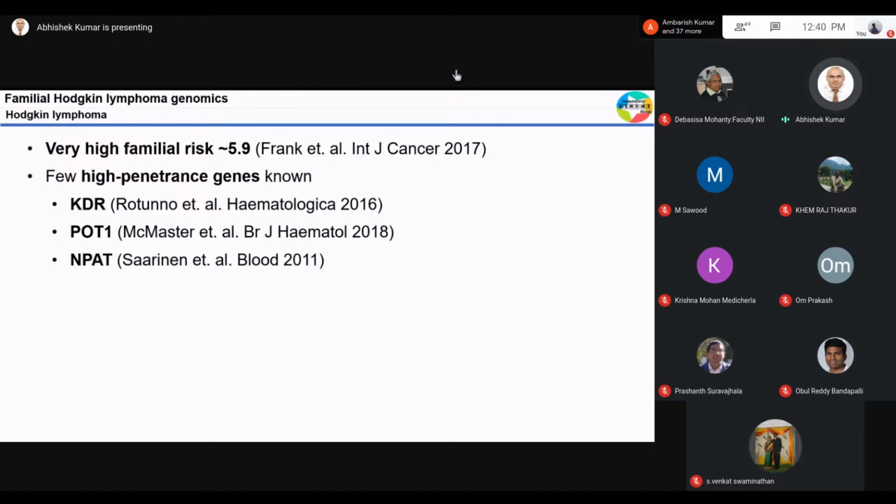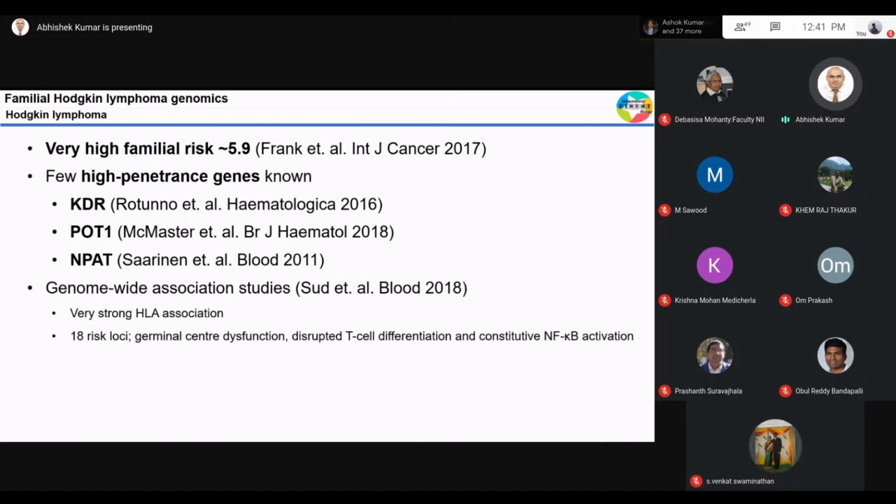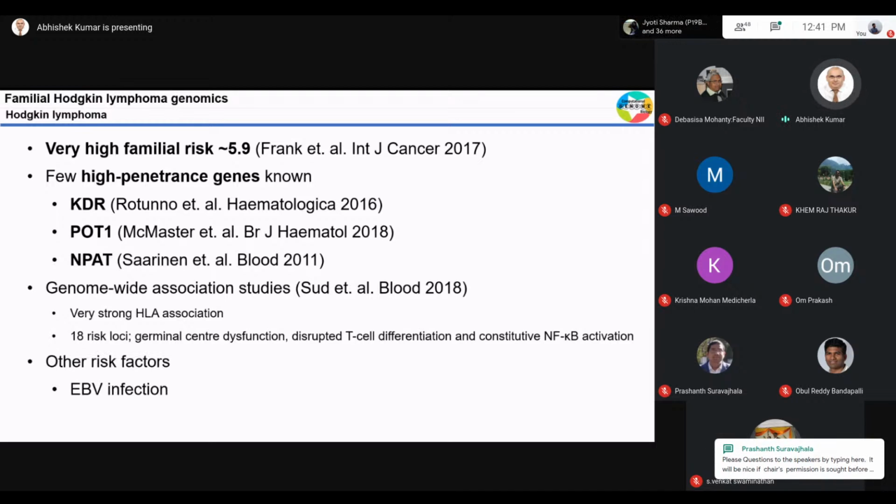With that idea, Hodgkin's lymphoma has a very high familial risk of 5.9, which was already found by the same team. Frank already reported it in 2017, and then a few high penetration genes were already known by other groups, like KDR, POT1, NPAT. And then genome association studies had shown that there is an HLA based association, and also 18 risk loci were identified, related to germinal center dysfunction, T cell differentiation, and NF-kappa B activation. And there are other risk factors like viral infection.